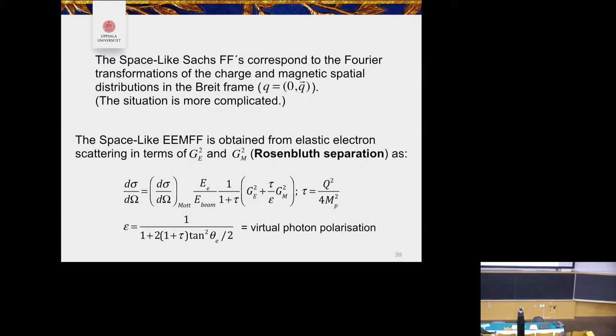Okay. Just one word about the space-like form factors. They are normally analyzed by the Rosenbluth separation. So you have the cross-section given by this expression, where this epsilon is what's called the virtual photon polarization. And you have the kinematic factor tau here, which depends on the four momentum squared.